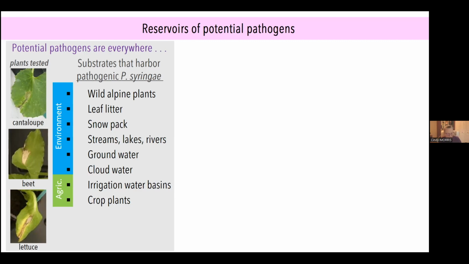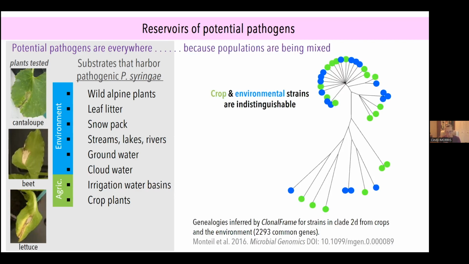So this is, of course, in the laboratory inoculation, wild alpine plants, leaf litter, snowpack, streams, lake, groundwater, cloud water, irrigation basins, and crop plants, of course, all have strains that can induce symptoms on the plants that we use, cantaloupe, beet, and lettuce. So these strains are like everything else. They're not anything special. And when we do the genetics, so this again is from the postdoc of Caroline Monte.